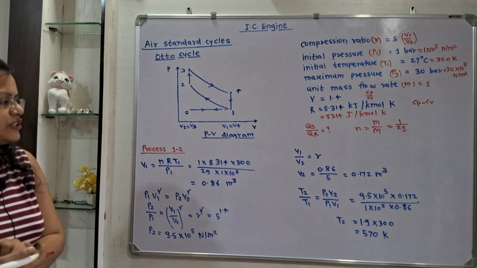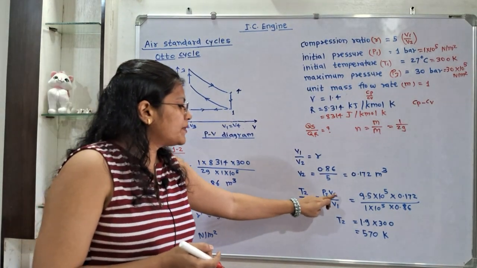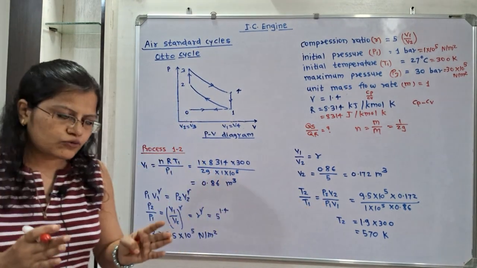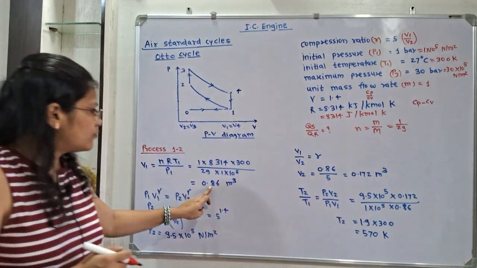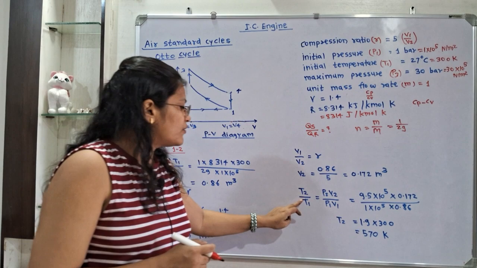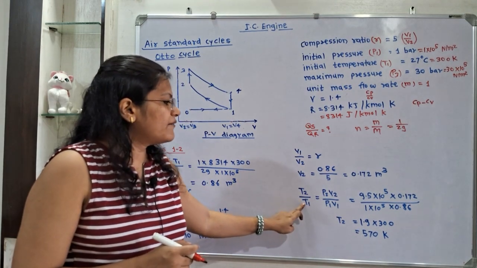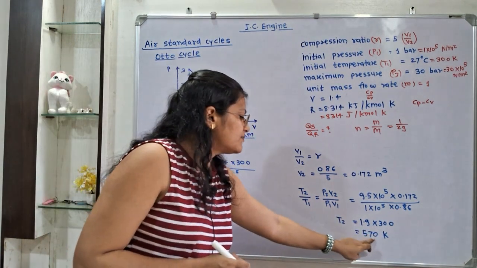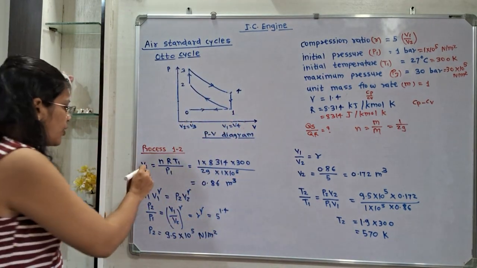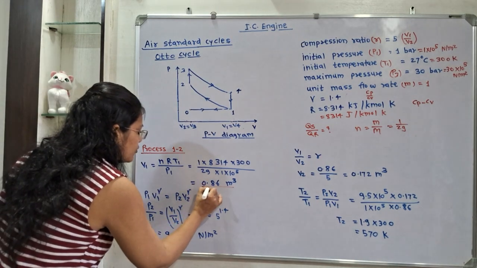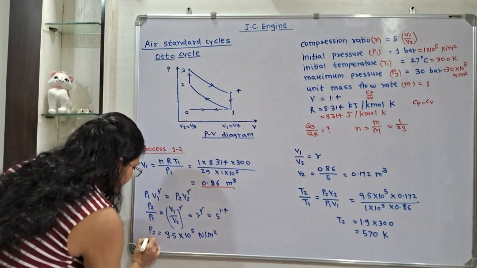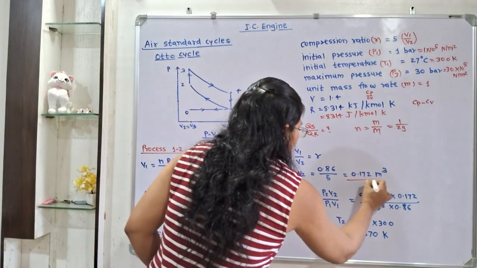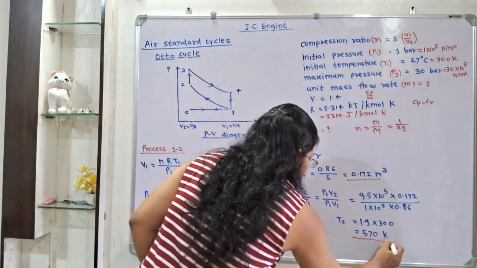We have the relation T2 by T1 is equal to P2 V2 by P1 V1. So we will put the value. P2 and P1 we have to take in bar, and V2 and V1 we have to take in meter cube. When we calculate, then we have to multiply with T1. T1 is in Kelvin. So 1.9 into 300, which is 570 Kelvin. If we observe, we get V1, that is the volume at point 1, P2 that is the pressure at point 2, then V2 that is the volume at point 2, and T2 that is the temperature at point 2.